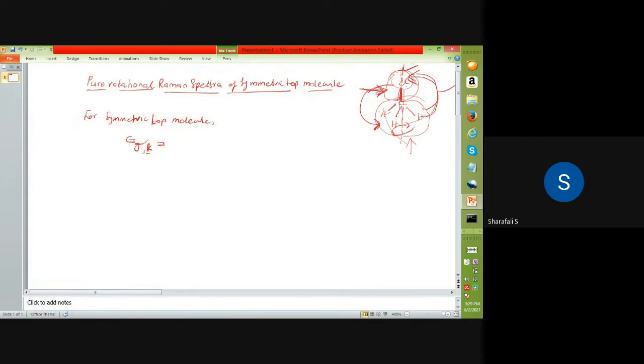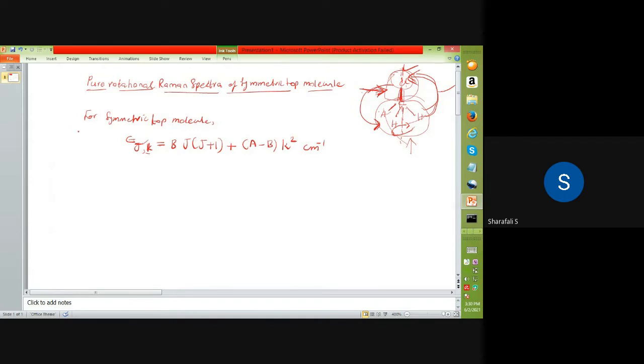Okay, so that will be equal to B into J into J plus 1. This is from that conventional rotational end over end rotation. And we have one more term with B also. So this will be A minus B times K square. So this K is the quantum number associated with the molecule's rotation about this central axis, and J is the quantum number associated with this end-to-end rotation.